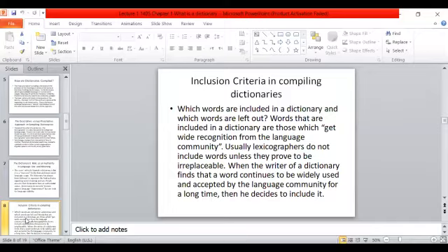Words that are included in a dictionary are those which get wide recognition from the language community. Usually, lexicographers do not include words unless they prove to be irreplaceable, that cannot be replaced. When the writer of a dictionary finds that a word continues to be widely used and accepted by the language community for a long time, then he decides to include it.